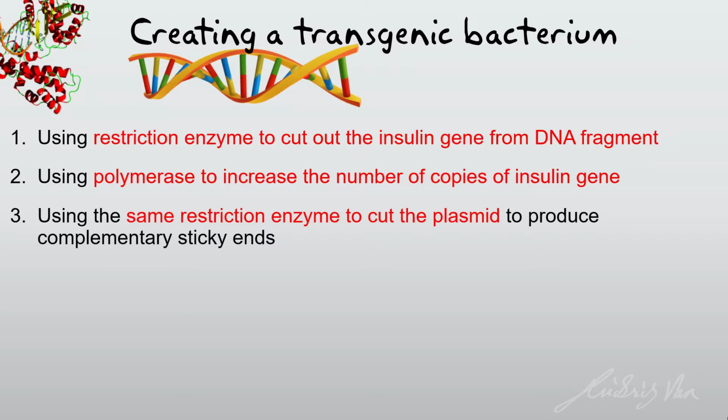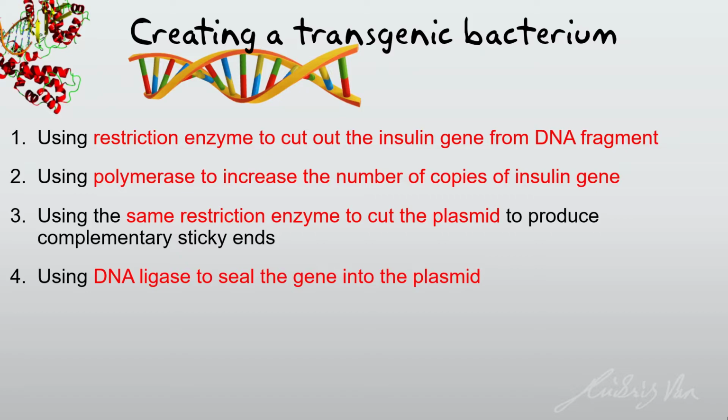Using the same restriction enzyme, which we use to cut our insulin gene out, we use it to cut the plasmid. So now that the plasmid is cut, we can use DNA ligase to seal the insulin gene into the plasmid. So once the insulin gene is added to the plasmid, it is known as a recombinant plasmid.